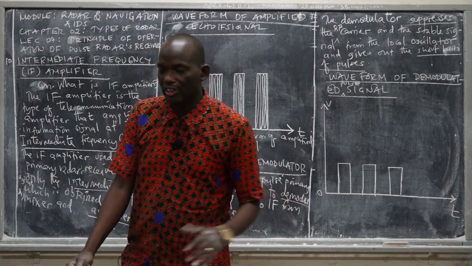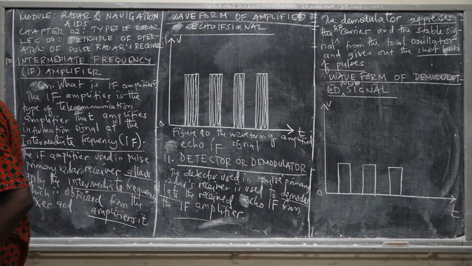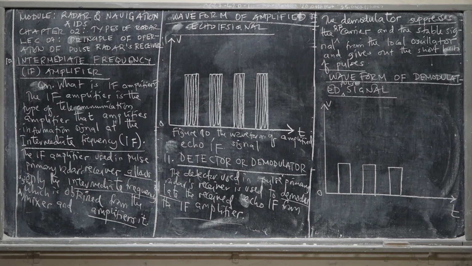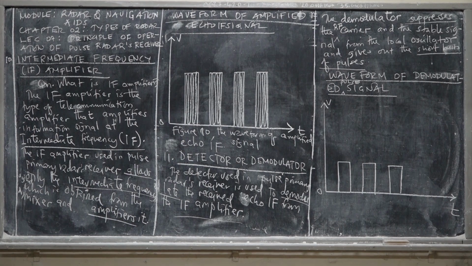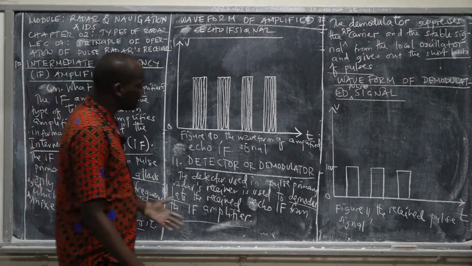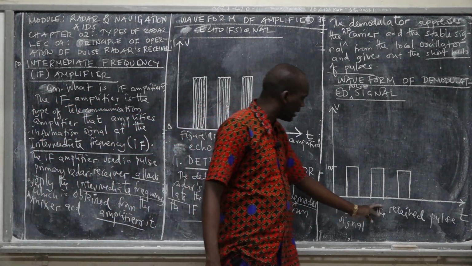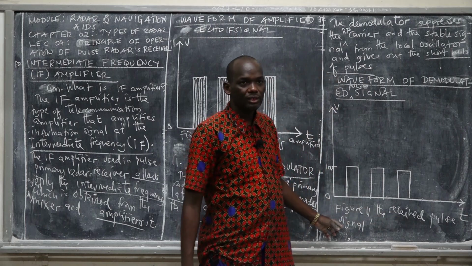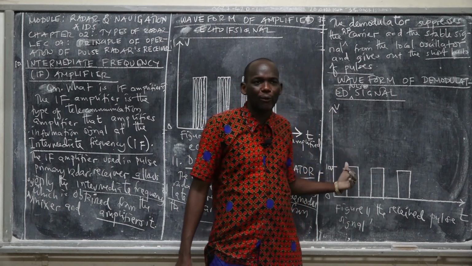And this is what the radar transmitter has transmitted. Are we together? Okay, so this is figure 11. They received the pass signal. This is the one.